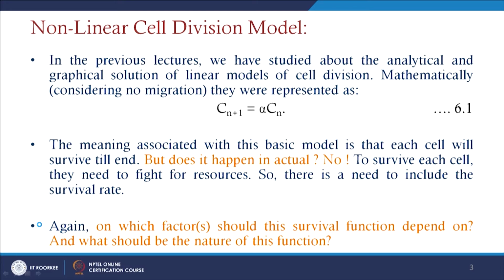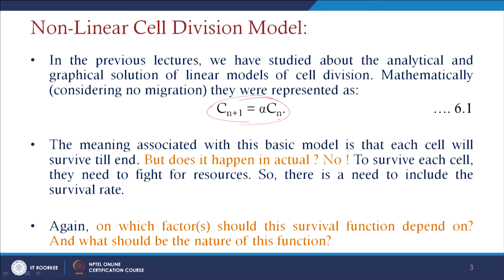equations, we considered a cell division model, and there we studied the analytical and graphical solution of linear models based on cell divisions. Mathematically, if there is no migration, it is represented as Cn plus 1 equals alpha Cn. I have already discussed several times that if migration comes into the picture, this cell division model will give you a nonlinear model.